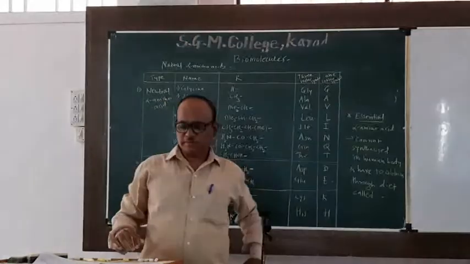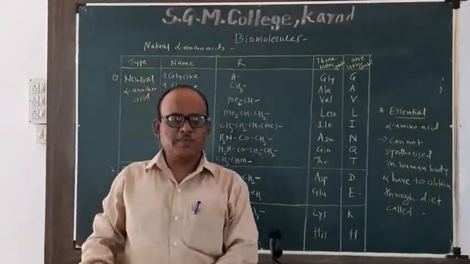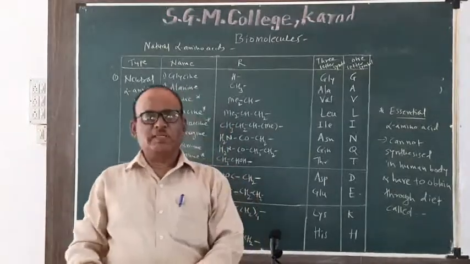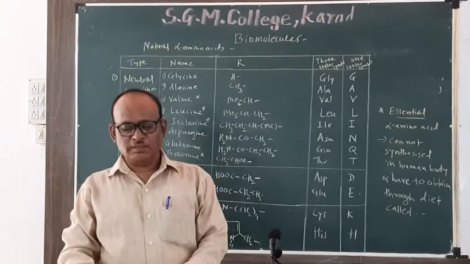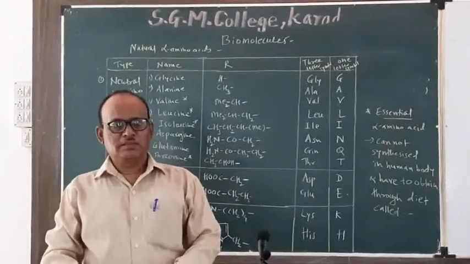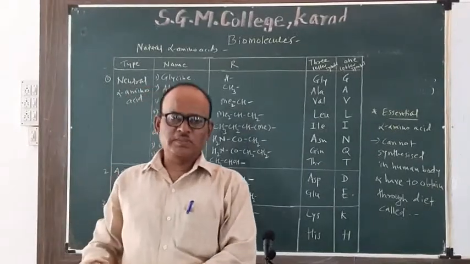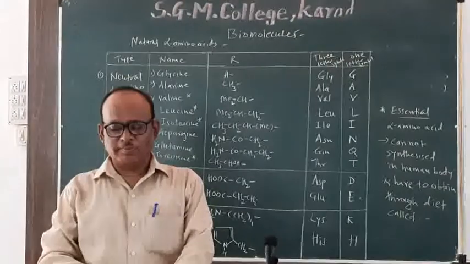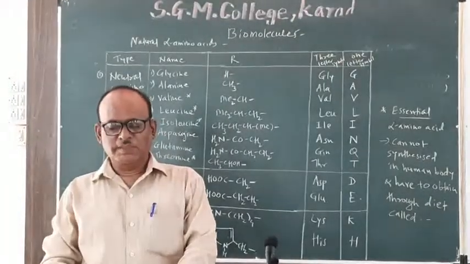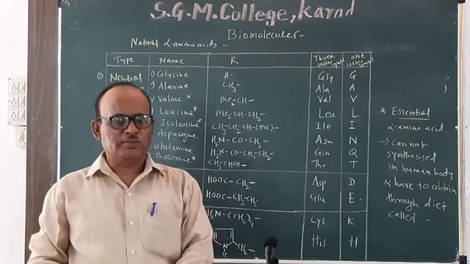Hello friends, in the previous lecture we have studied the classification of alpha amino acids. Alpha amino acids are classified into three types. First, acidic alpha amino acids: they contain more carboxyl groups as compared to amino groups. Second type is the basic alpha amino acids: they contain more amino groups than carboxyl groups.